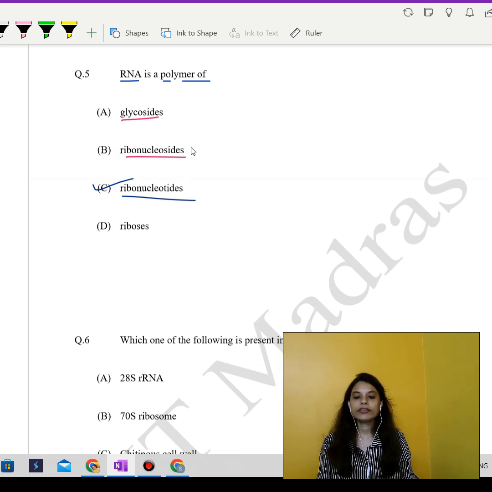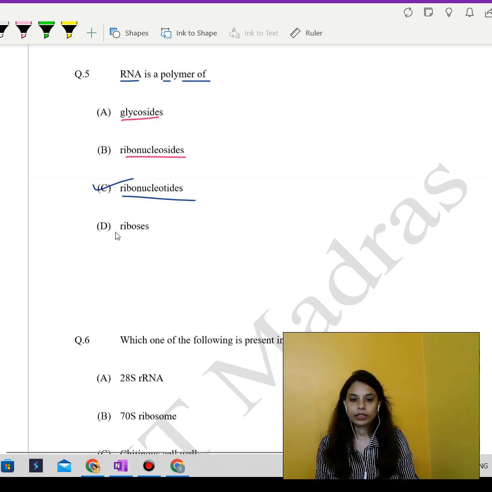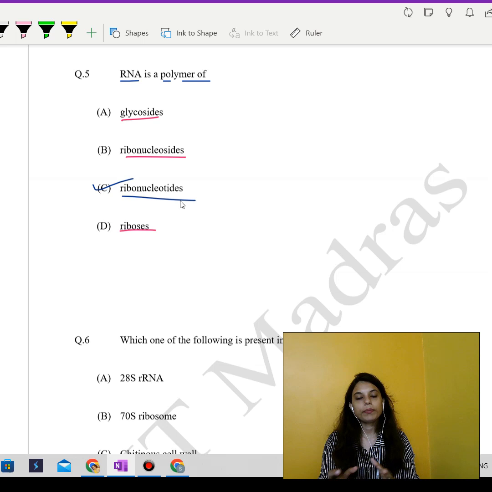Now, these are the individual units that make up a ribonucleotide, but they lack the crucial phosphate group which is needed for linking the nucleotides together in a polymer. Next is ribose. These are the sugar molecules that form part of the nucleotide, but they are not the complex units needed for polymer formation.